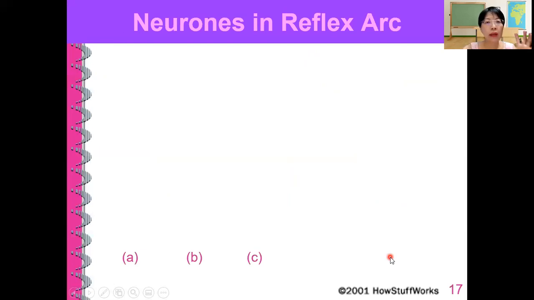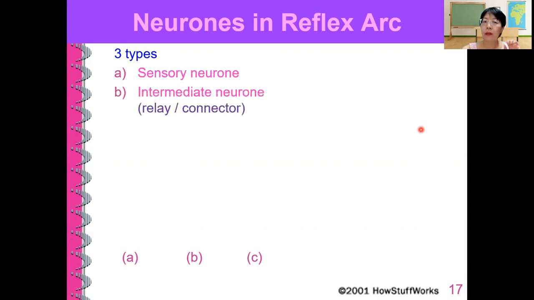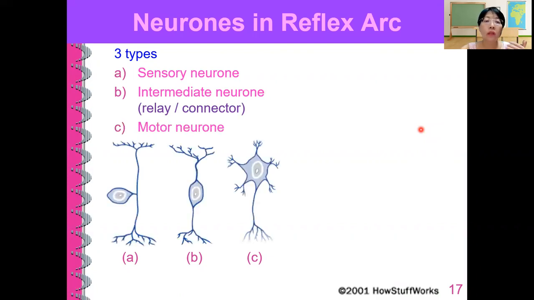Now we look at the structure of the neuron. There are three types of neurons that we looked at just now in the reflex arc. A, sensory neuron. B, intermediate neuron, which is also called relay neuron or connector neuron, because it connects one neuron and another neuron. Relay means to transfer the message. And C, motor neuron. All these three neurons are represented by the diagram here.